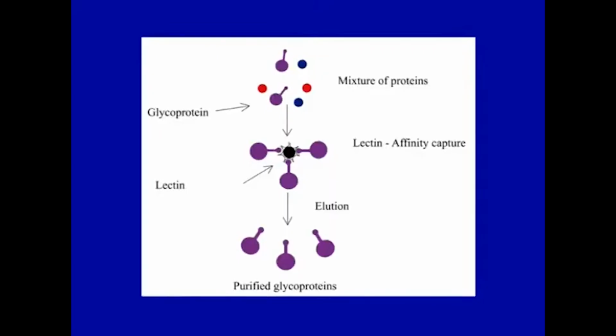Lectin affinity chromatography can be carried out in the presence of relatively high salt concentration, because it does not rely on ionic interactions. It is also used to separate mixtures of cells by taking advantage of the saccharide component on outer membranes. If you see here, this is a very simple depiction: you have two kinds of molecules, one is glycoproteins, another is simple proteins. This is lectin, so glycoproteins will bind, others in the mixture will not bind, and then you can elute them with the monosaccharide or different methods for elution. This is a very simple depiction of this particular chromatography technique.